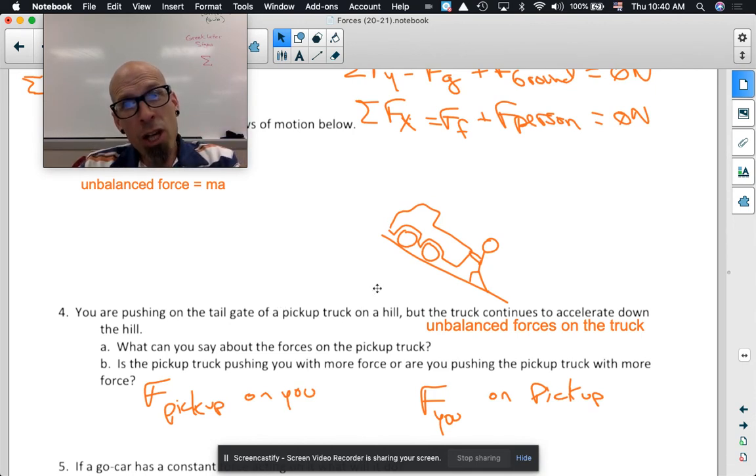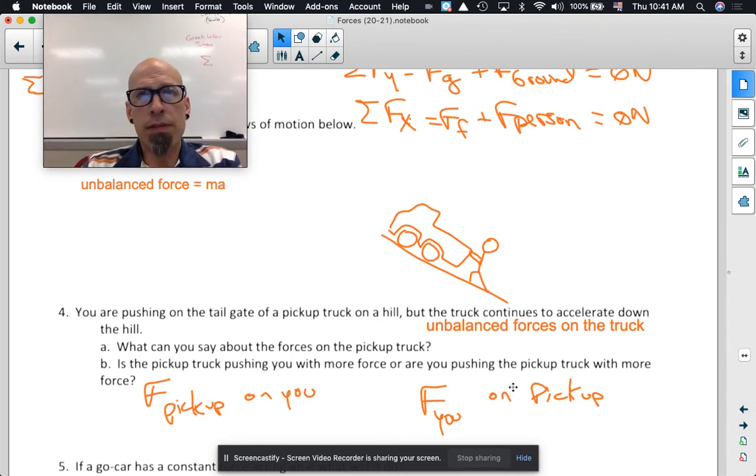You're accelerating down the hill because what the truck is doing to you is enough to make you accelerate down the hill. What you're doing to the truck is not enough to keep gravity from pulling the truck down the hill. So the forces on the truck are still unbalanced. The forces on you are unbalanced because the force of the truck on you is more than the force of friction against you. And so you're going to keep sliding down the hill, accelerating down the hill.